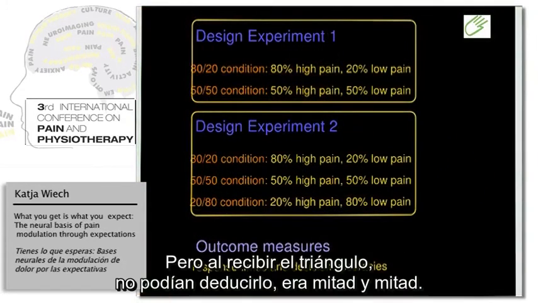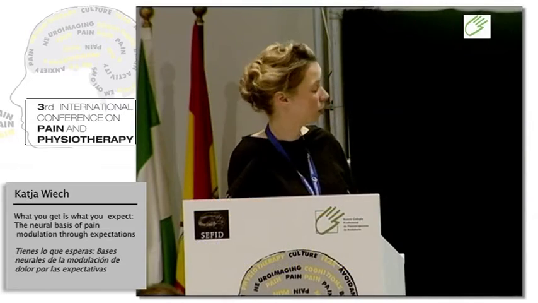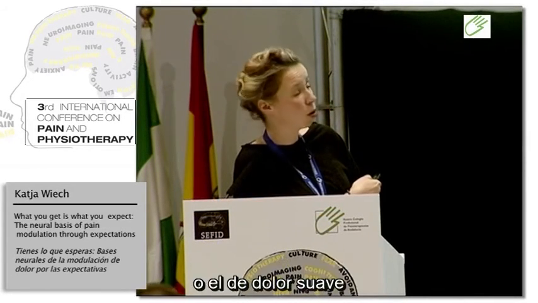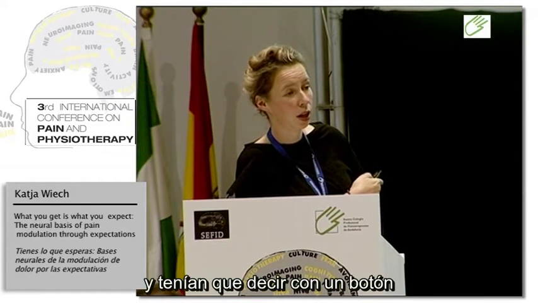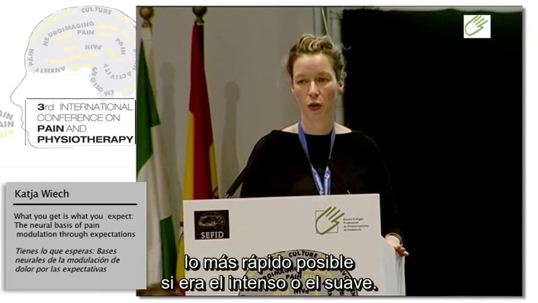But when they saw the triangle, they basically couldn't tell. It was 50-50. Both outcomes were equally likely. And then they got either the high pain stimulus or the low pain stimulus, and they had to say, by pressing a button, as quickly as possible, that was high pain or low pain.